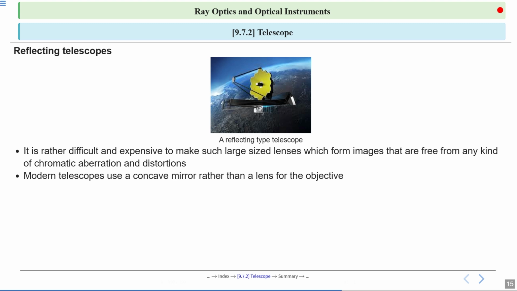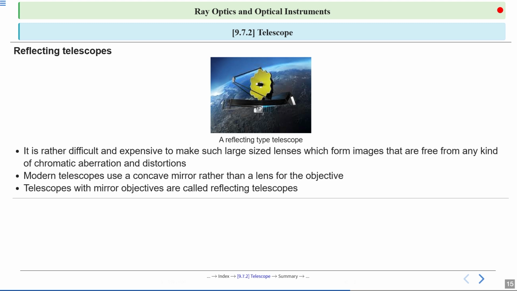Modern telescopes have shifted towards using concave mirrors instead of lenses for the objective. Concave mirrors can focus light without the chromatic aberration issues associated with lenses, providing clearer and more accurate images of distant objects. So there are no chromatic aberrations. All the colors focus on one point after reflecting from the mirrors. In the case of mirrors, chromatic aberrations can be eliminated.